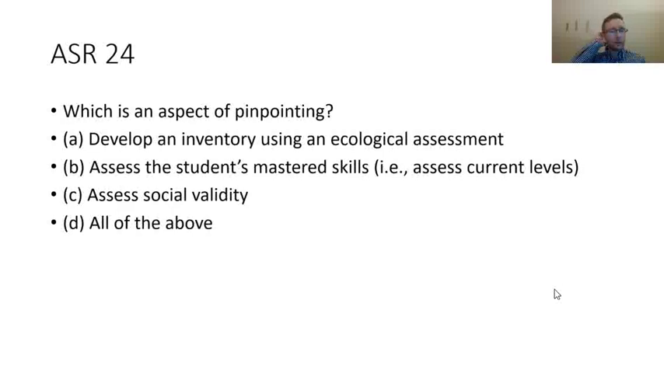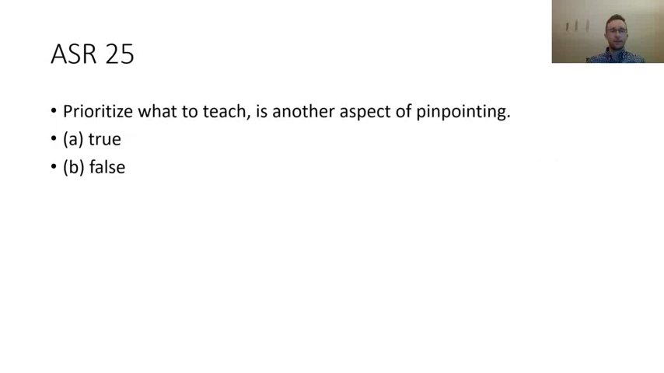Alright, ASR 24, which is an aspect of pinpointing? Is it A, develop an inventory using an ecological assessment? B, assess the student's mastered skills and assess current levels? C, assess social validity? Or D, all of the above? Give a few more seconds. Try to close the poll, and the answer here is D. All of the above are aspects of pinpointing.